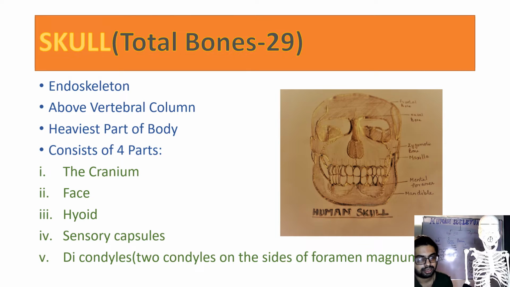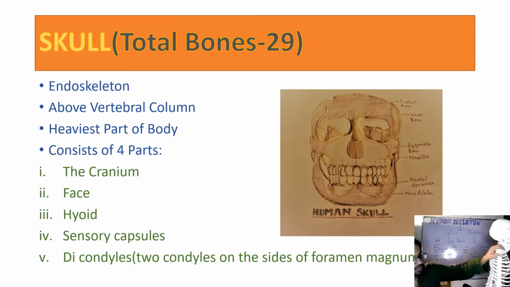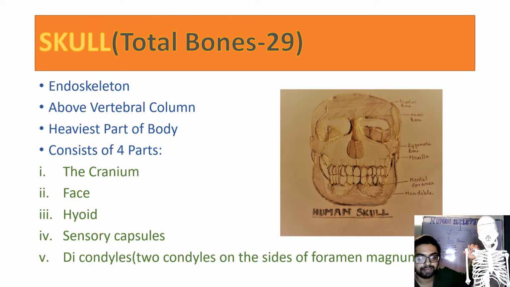Skull. It has got 29 bones. It is endoskeleton in nature. Why? Because its position is inside the body. It is above the vertebral column. You see, this is the vertebral column made up of different types of vertebra. So you see, above to it we find the skull. So skull is above to vertebral column, and skull is considered as the heaviest part of the body.